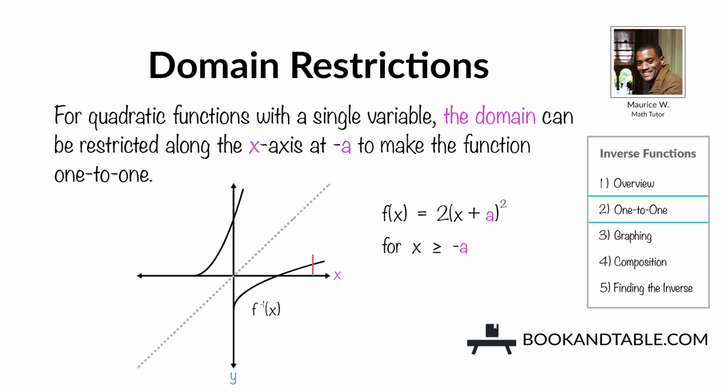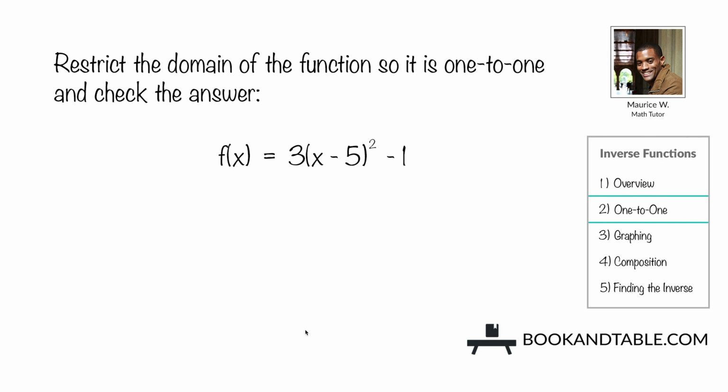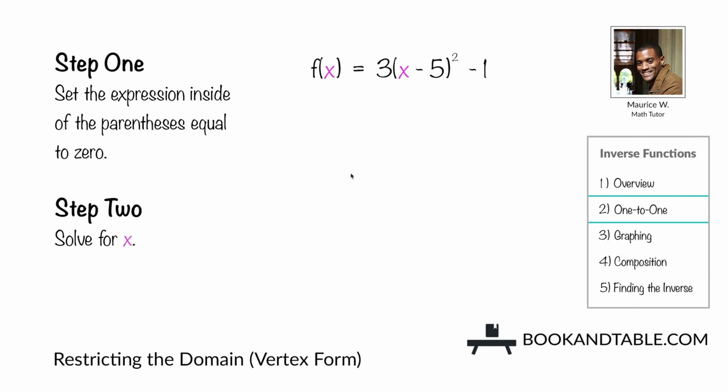But let's go ahead and walk through an example together. You'll be asked to restrict the domain of a function so it is 1 to 1 and check the answer. And we're given f of x is equal to 3 times (x minus 5) squared minus 1. So how would we restrict the domain for this function?